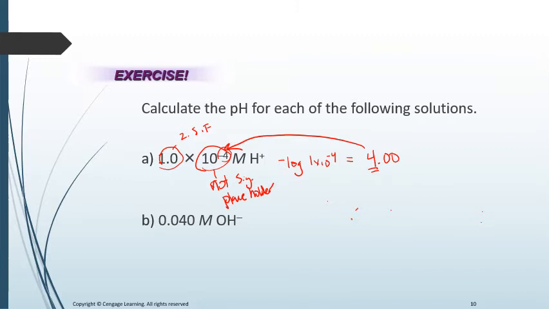If I look at the next one, now notice I have OH minus. So if I take the negative log of 0.04, that will tell me the pOH.